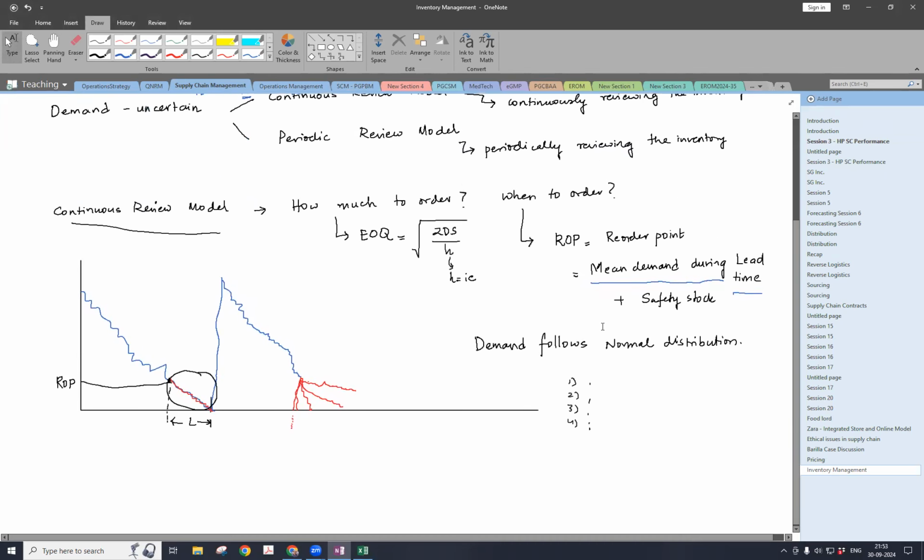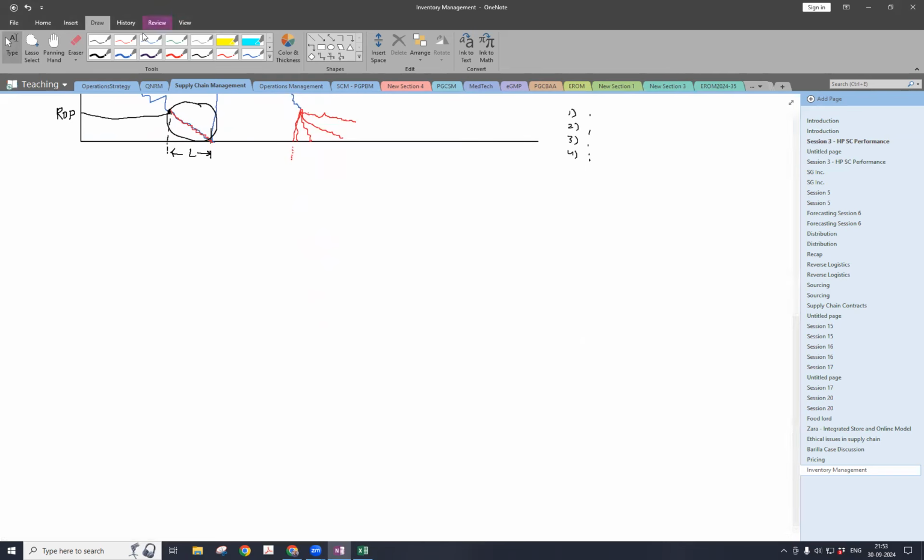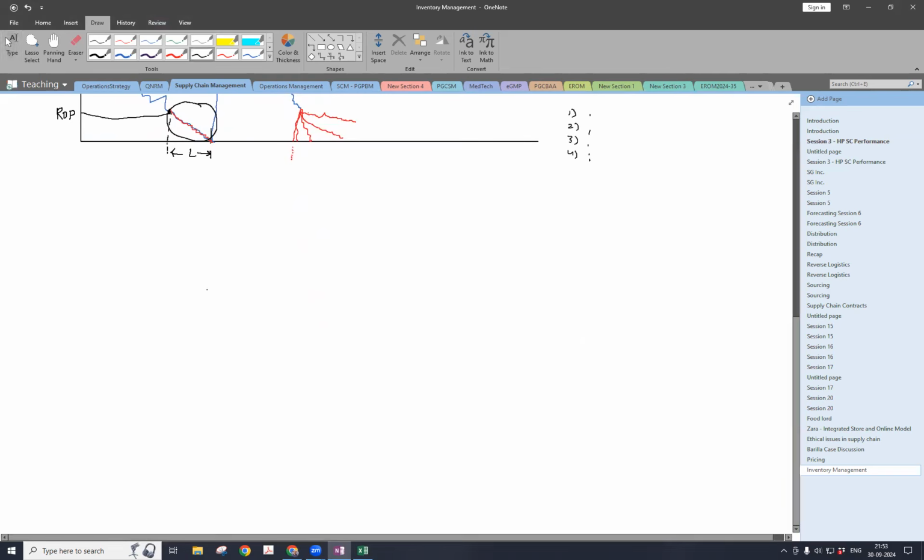So now that we understand what it means for the demand to follow a normal distribution, this is how it will probably look, right? If I draw the normal distribution, the base is always, think of it like your number line, right? On the left-hand side, you have negative numbers. On the right-hand side, you have positive numbers. So for any normal distribution, the ends are minus infinity and plus infinity.